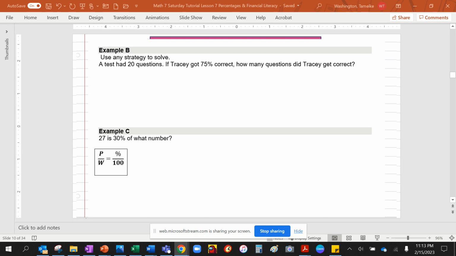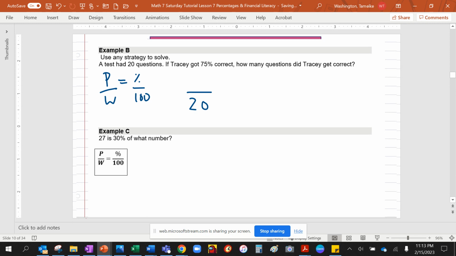Example B says a test had 20 questions. If Tracy got 75% correct, how many questions did Tracy get correct? Now you could use either the percent proportion or the percent equation. For this problem, I prefer the percent proportion. I have part over whole equals percent over 100. In this case, I know that the entire test had 20 questions. So that's going to be my whole.